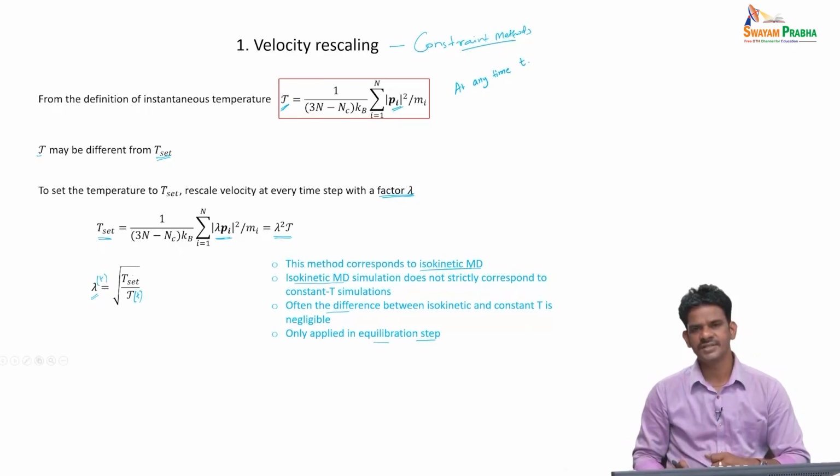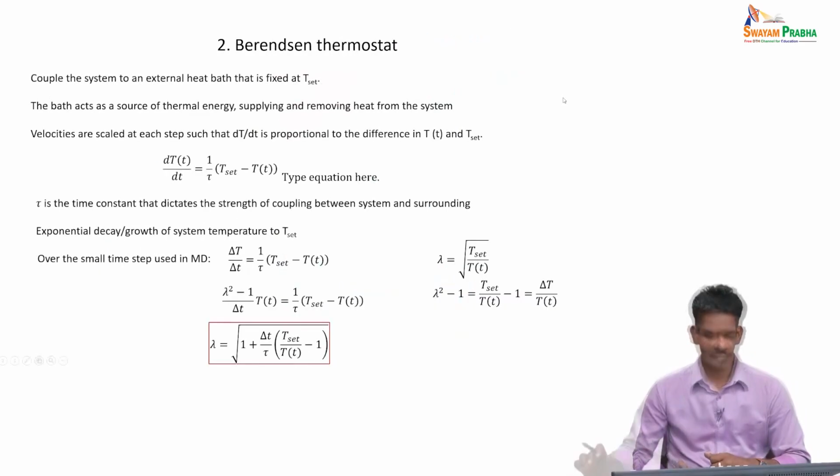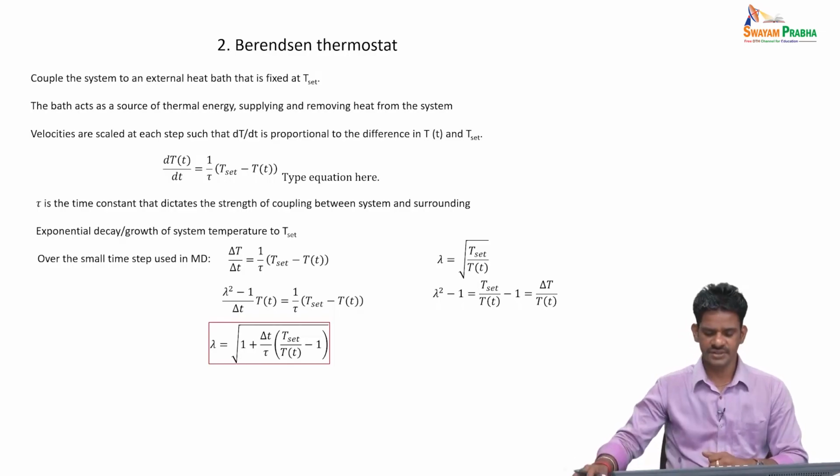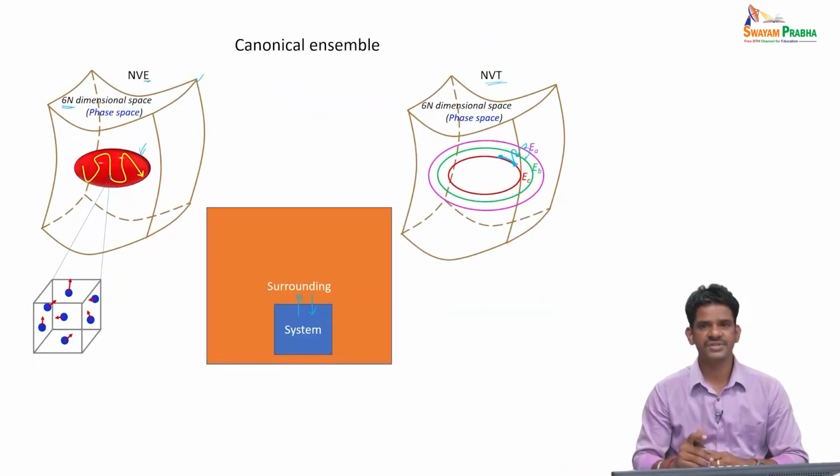And velocity rescaling is one such example of a constraint method. So now, a little better way of doing this temperature resetting is to think about an experimental system where you have a system immersed in a surrounding, and to maintain the system's temperature constant, the system is exchanging energy with the surrounding. So there is going to be some sort of heat flow across this boundary.